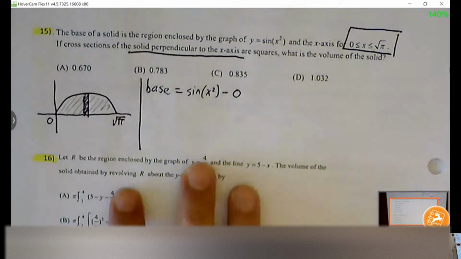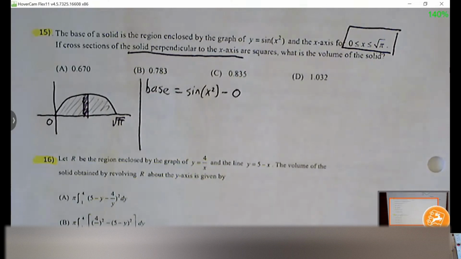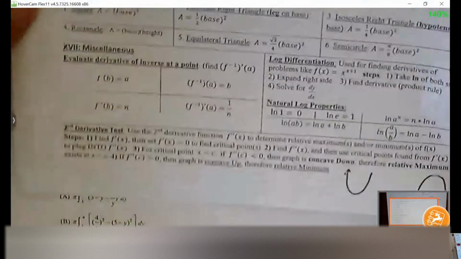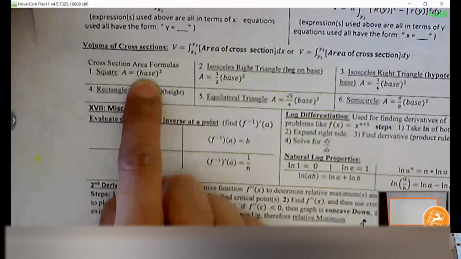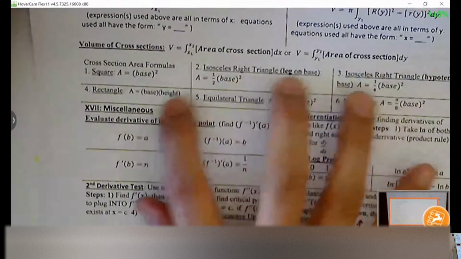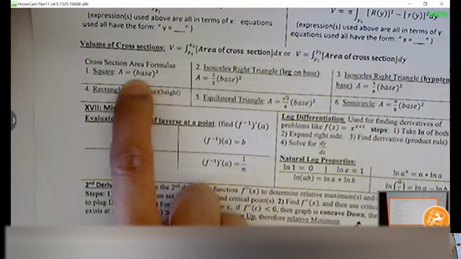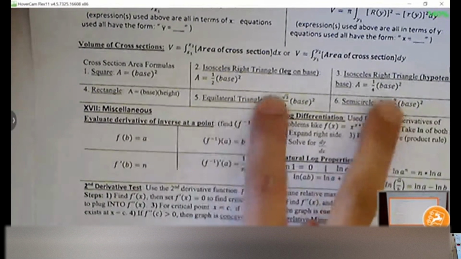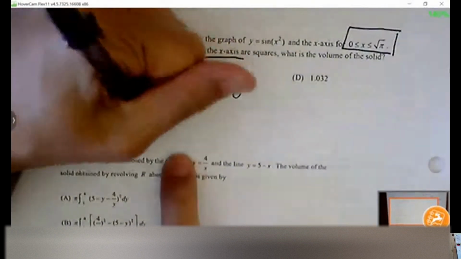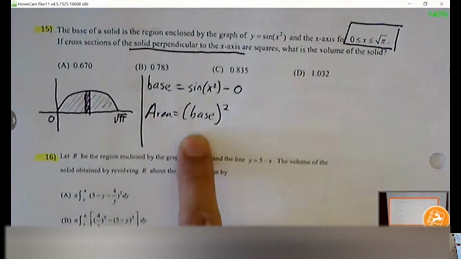Next up, we have to figure out what is the shape that we want to build. The shape that we want to build are squares. If you look on your formula sheet here, and eventually you want to commit this to memory because on the AP exam you're not going to have it, the area of a square is just base squared. In truth, on the AP exam I don't see the other shapes as much. If you see cross-sections on your AP exam, chances are it's going to be a square. They tend not to have these obscure shapes as much. Okay, so base squared, I'm going to adapt this formula for my specific problem.